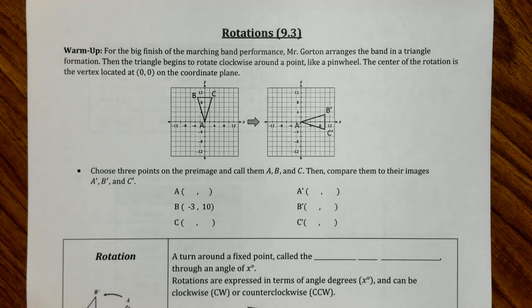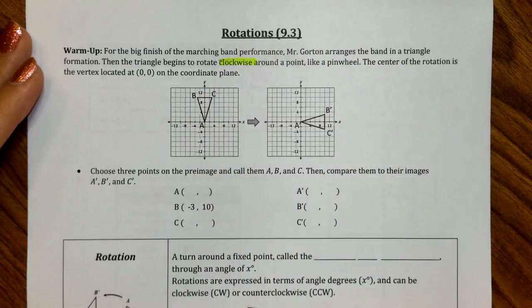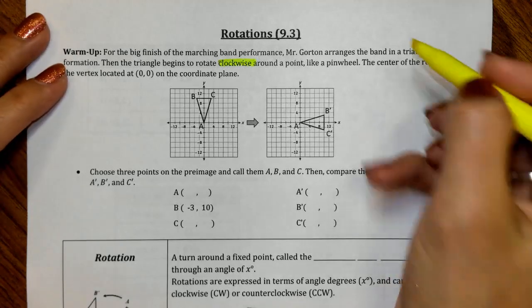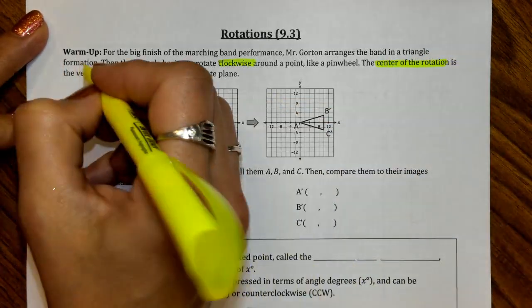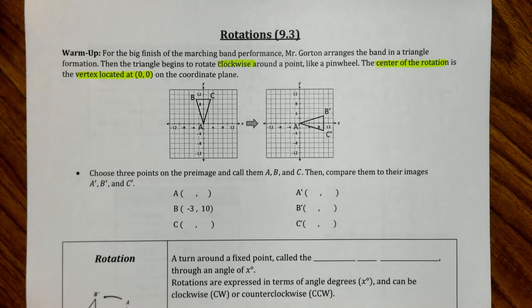For a big finish in a marching band performance, Mr. Gorton arranges the band in a triangle formation. Then the triangle begins to rotate clockwise. This is going to be a very important thing to pay attention to. Does it say clockwise or counterclockwise? We'll talk more about it in a little bit. Around the pinpoint like a pinwheel. The center of rotation today is going to be at the vertex located at 0, 0, which is the origin. It's going to be all about 0, 0 today.